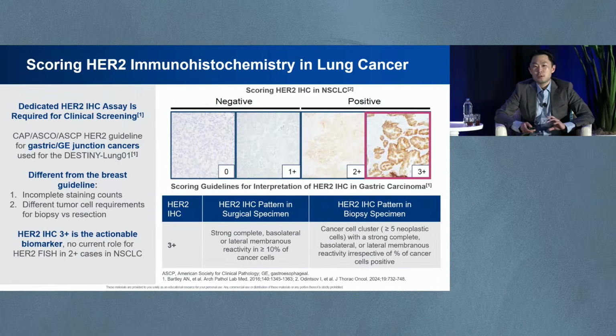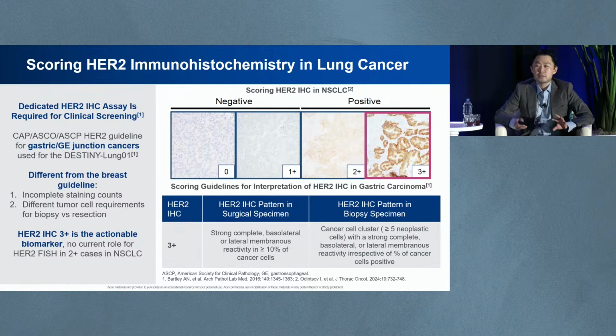And so moving on to now HER2 overexpression in lung cancer. As I mentioned before, we need a dedicated IHC screening strategy. So we need an IHC, not NGS, to detect these alterations. And actually, we need to use the HER2 guideline for gastric and GE junction cancers, because that's actually what was used for the trial that led to the approval. Not the breast guideline, which I think a lot of pathologists and oncologists are familiar with.